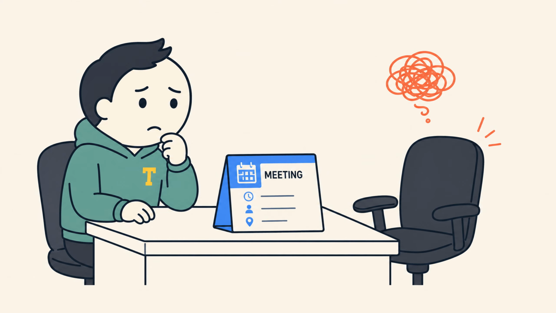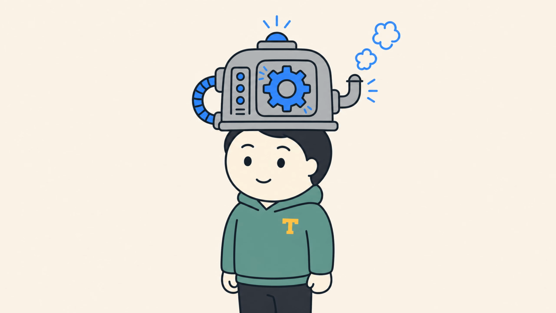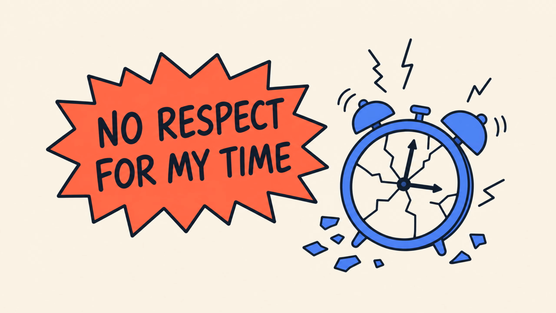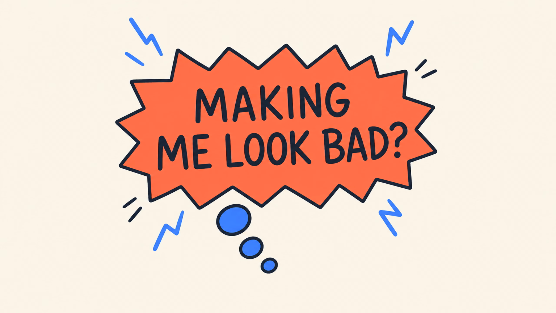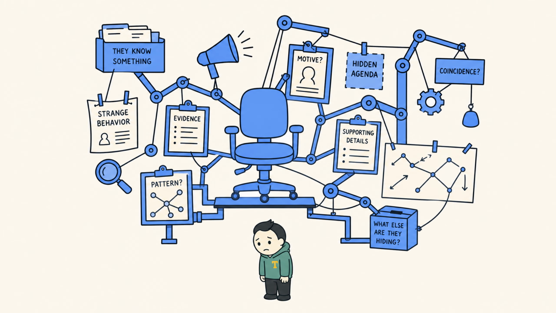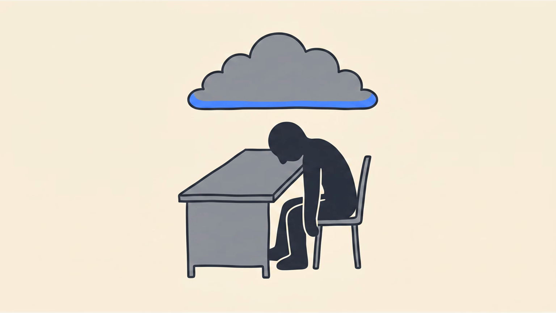Let me make it real. A person schedules a meeting and a colleague just doesn't show. Immediately, the mind machine fires up. They're blowing me off. They don't respect my time. Is this political? Are they trying to make me look bad? Each gear is an assumption stacked on the last. By the end, the person has constructed an entire workplace conspiracy from a single empty chair, and they feel genuinely awful for no confirmed reason.